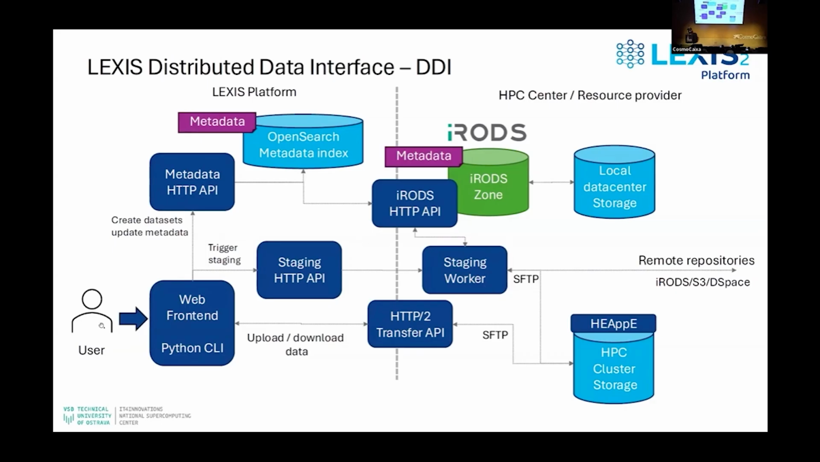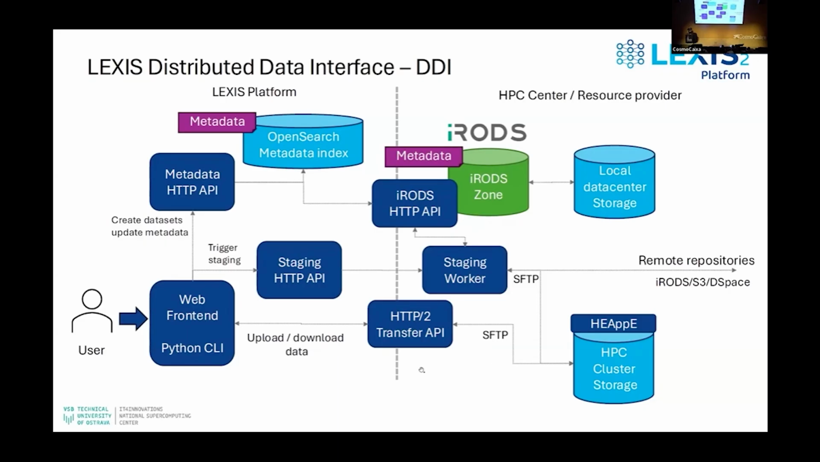So focusing on the detail, this is what we have technically inside. We have our user here, which talks to our platform through the web frontend or Python CLI. Then we have the metadata API, which takes care of the metadata index and talks also to iRODS using the iRODS HTTP API to create the structure, the collections, and so on. Then we have a staging HTTP API, which also runs in the core on the left, and it talks to a staging worker, which then actually moves the data between the local iRODS zone and the HPC cluster storage. And we also have some integration in place, which allows us to ingest data from remote resources like DSpace or some remote S3 storages and so on.